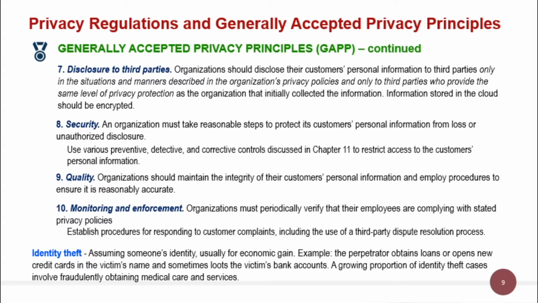And then nine, the quality. Organizations should maintain the integrity of their customer personal information.